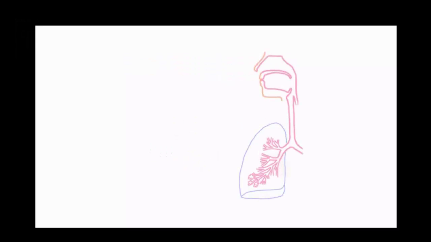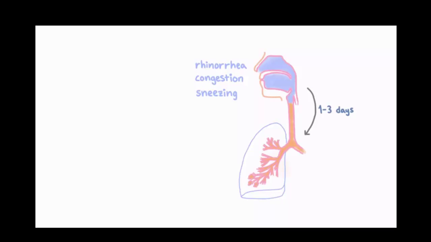Well, since it starts in the upper respiratory tract, initially you might see rhinorrhea, or runny nose, congestion, and sneezing. And then over 1 to 3 days it spreads to the lower airways, reaching the terminal bronchioles, where it causes cough. And the problems arise when the bronchioles become swollen and plugged with mucus. And at that point it gets harder and harder to move air through the bronchioles.